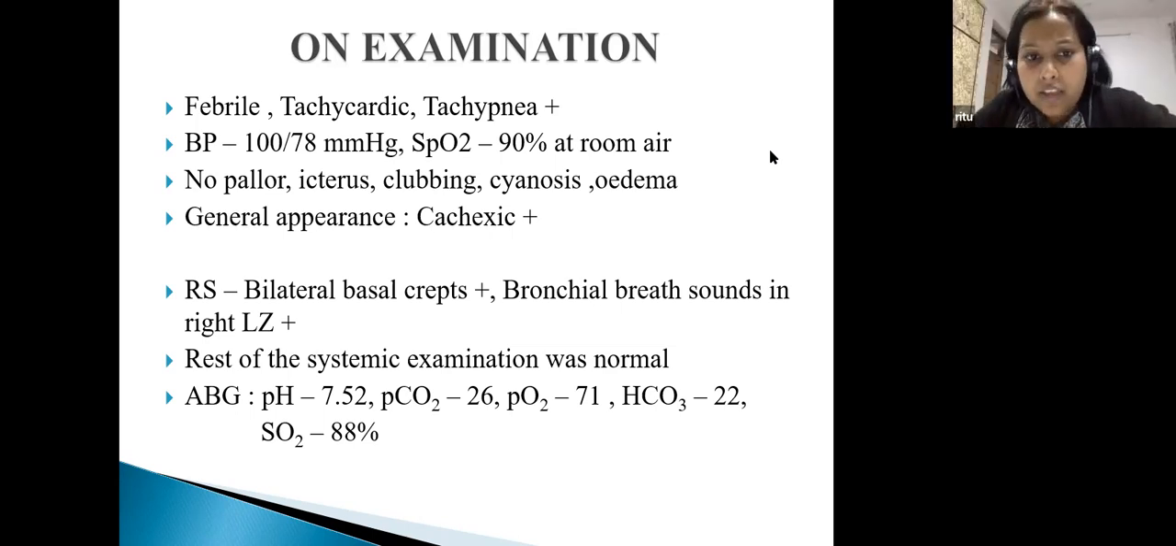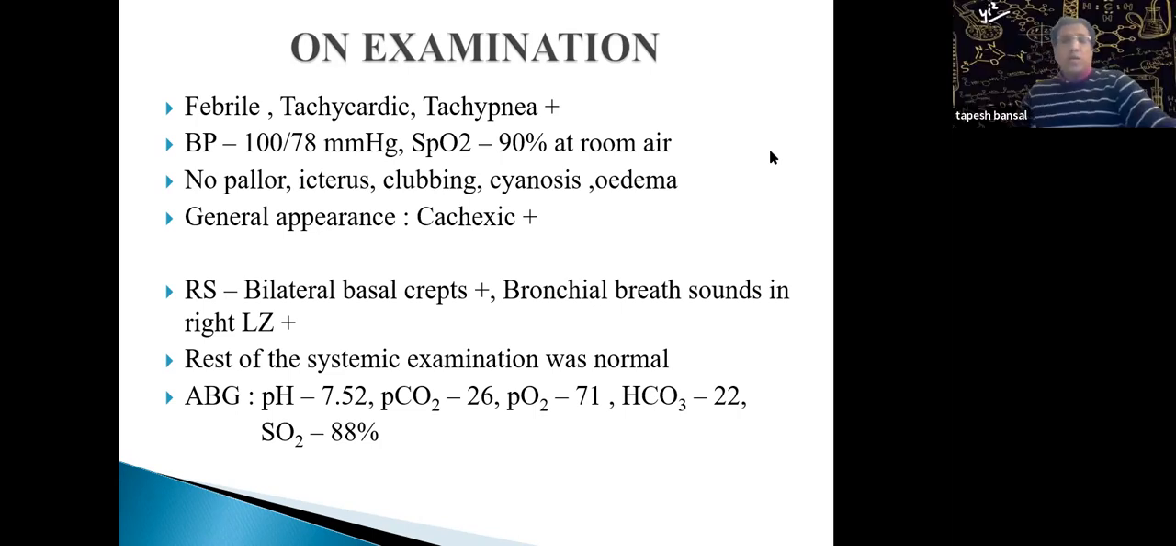As per the findings, it seems to be some kind of consolidation happening in the right lower zone, which has bronchial breath sounds in the right lower zone, and bilateral crepes. Bilateral crepes could be because of left-sided atelectasis as well as right-sided pneumonia, but not much else is there. So it nails it down to a respiratory cause only, according to the findings.